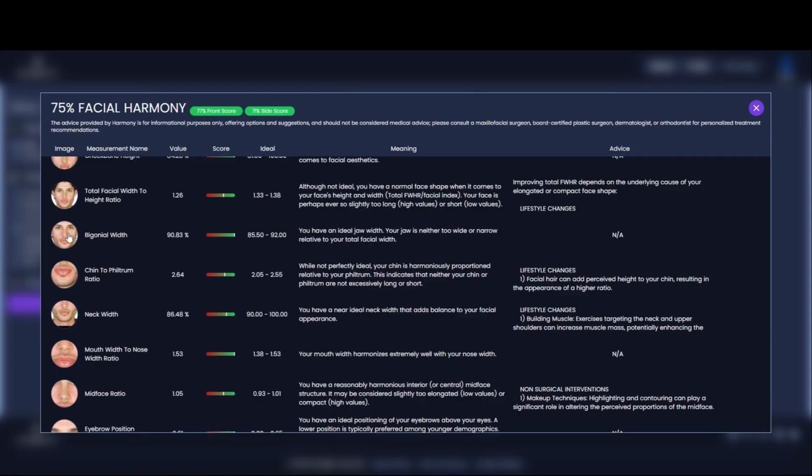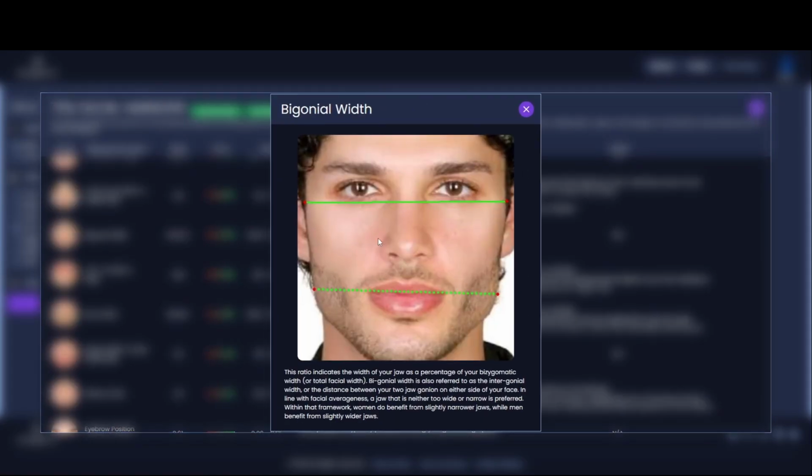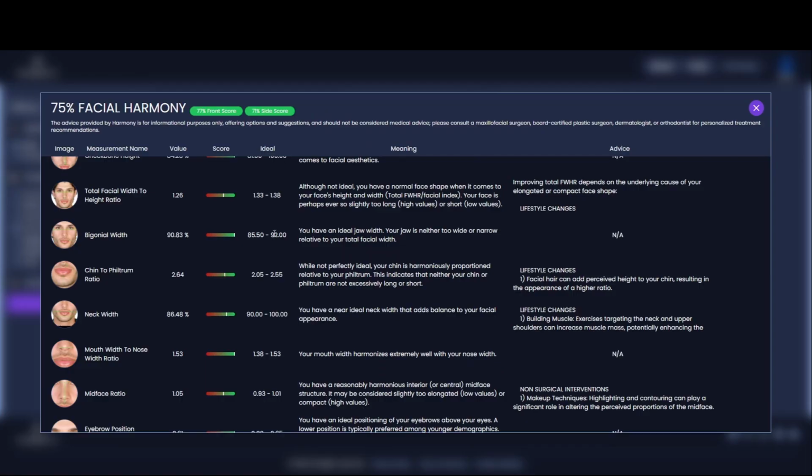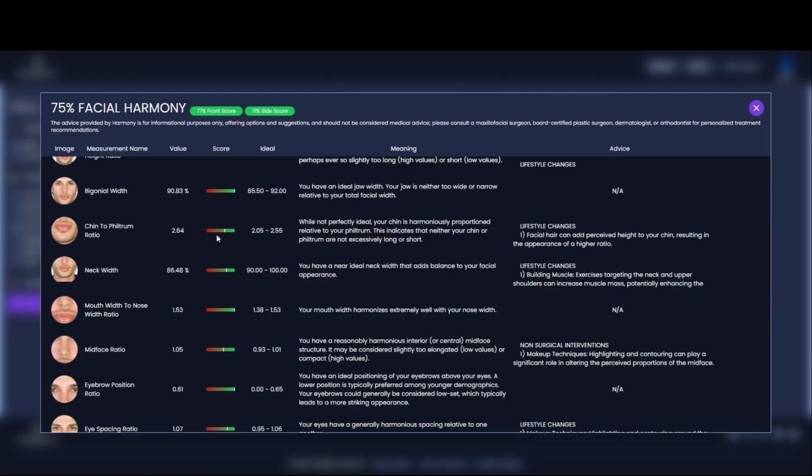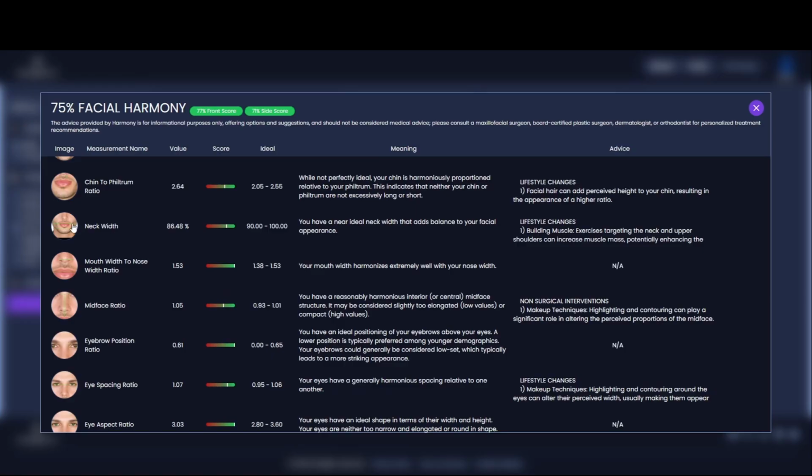I wouldn't really alter that. His jaw width is good. It's a little bit on the wide side, but perfectly ideal within the normal range. And the same for his chin to philtrum ratio. It's not overly excessive. It's still within the green range.